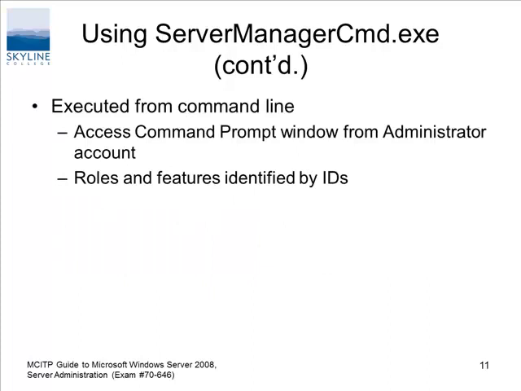Execute from the command line, nothing magic about that. Access the command prompt from the administrative account. The way you access the command prompt from the administrative account is right-click on it, run as administrator. If you get into the command prompt and it says you have to have elevated privileges, that means you have to right-click on the command prompt and start it as the administrator. That's just right-click, run as administrator.